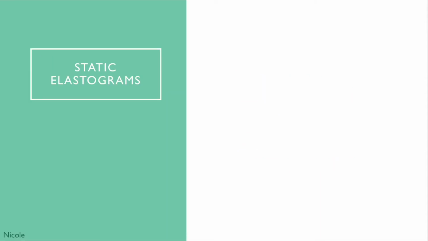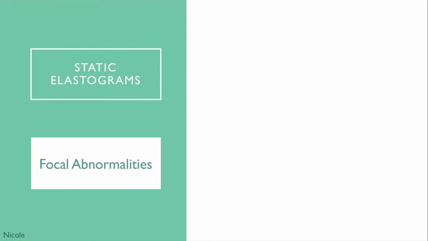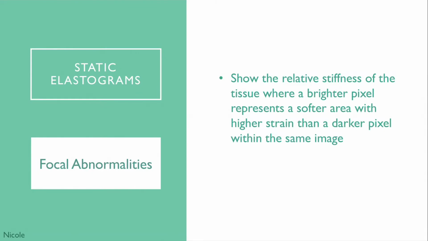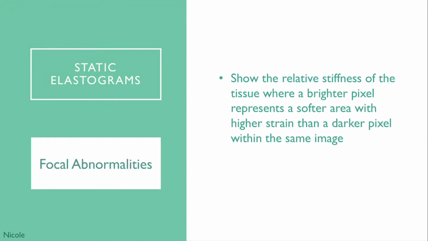Okay, so today's static elastography is the most common method of tissue stiffness imaging. As mentioned before by Maddie, the images show the relative stiffness of the tissue, where a brighter pixel represents a softer area with higher strain than a darker pixel within the same image. Pixel brightness is based on the relative stiffness as opposed to absolute stiffness. This can vary from image to image, even if they have the same stiffness.